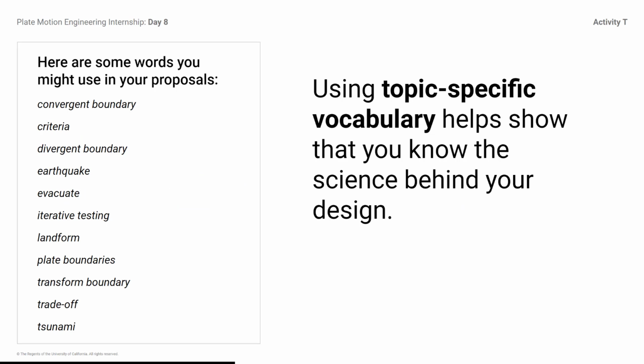Using topic-specific vocabulary helps show that you know the science behind your design. Here are some words you might use in your proposals: convergent boundary, criteria, divergent boundary, earthquake, evacuate, iterative testing, landform, plate boundaries, transform boundary, trade-off, tsunami.